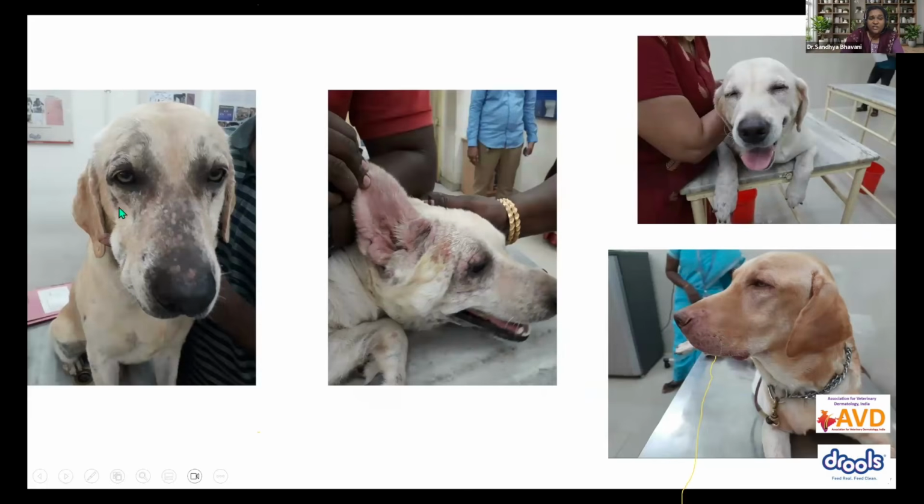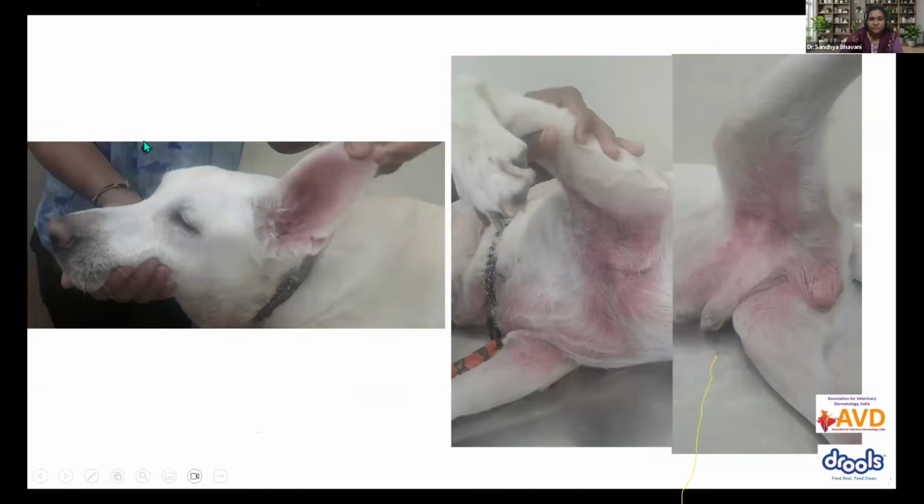And here, pigmentation around the periocular area and nasal bridge. This will be confused with your autoimmune disorders. A healing autoimmune disorder will look like this. So you should be double sure whether it is under treatment or it is a new case to you. So you should ask the owners about the history.